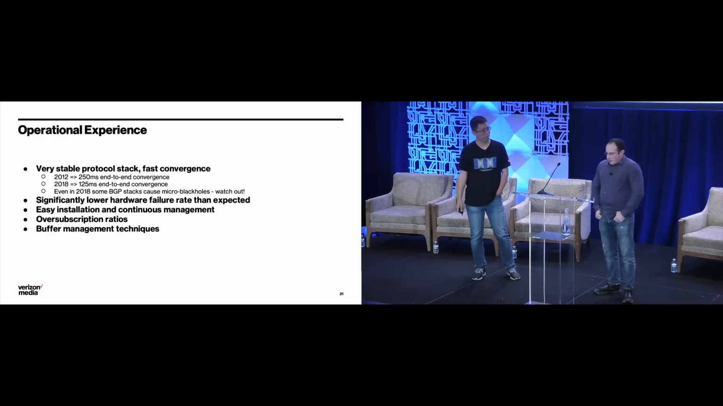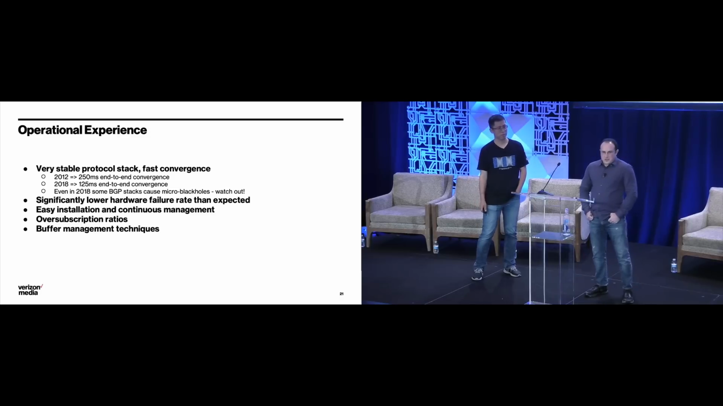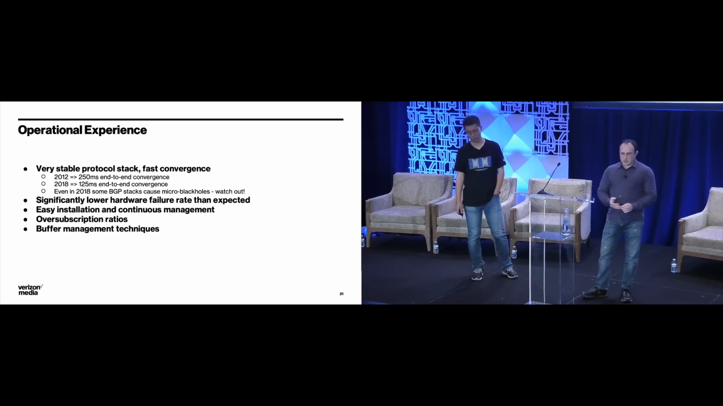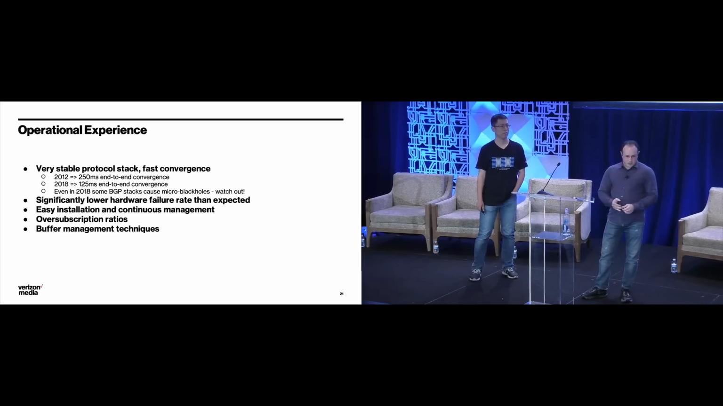So, operational experience. What we've learned from running this for the last 6 years. This is a very stable protocol stack because we've built in all sorts of aggregation. It's been incredibly stable. In fact, in 2012, the network used to converge in about 250 milliseconds end-to-end. In 2018, that dropped down to 125 milliseconds. That's pretty impressive, we think, with running so many stages of a Clos.